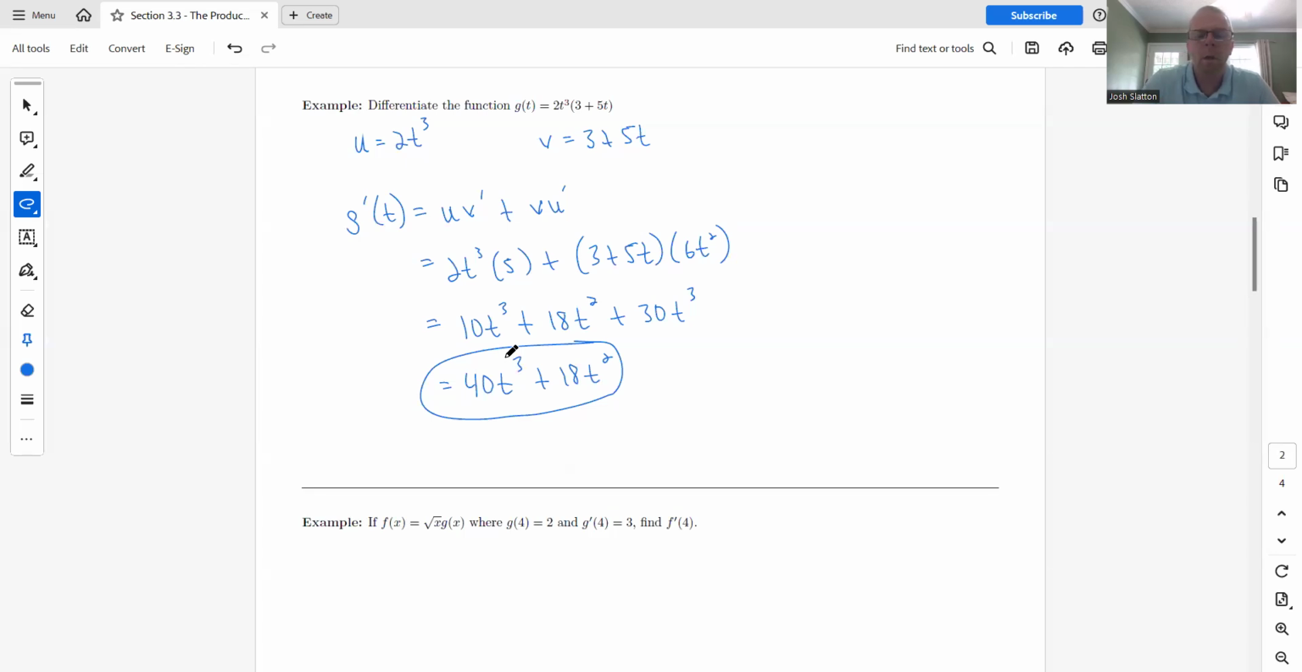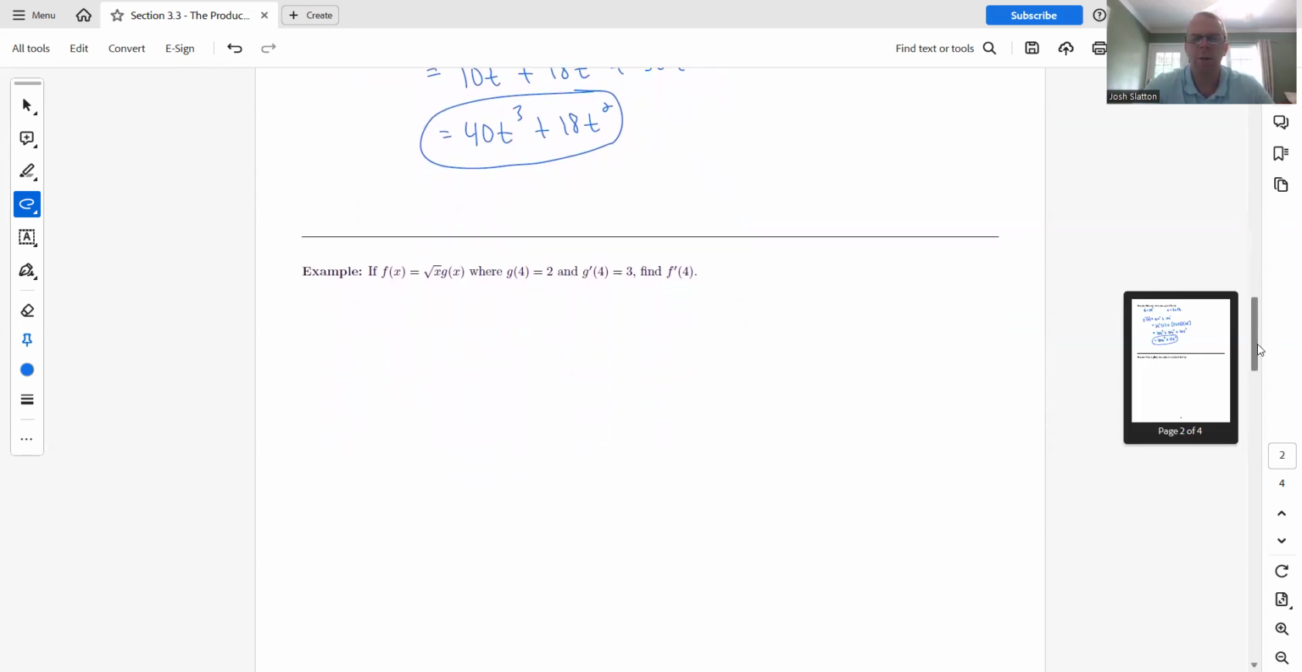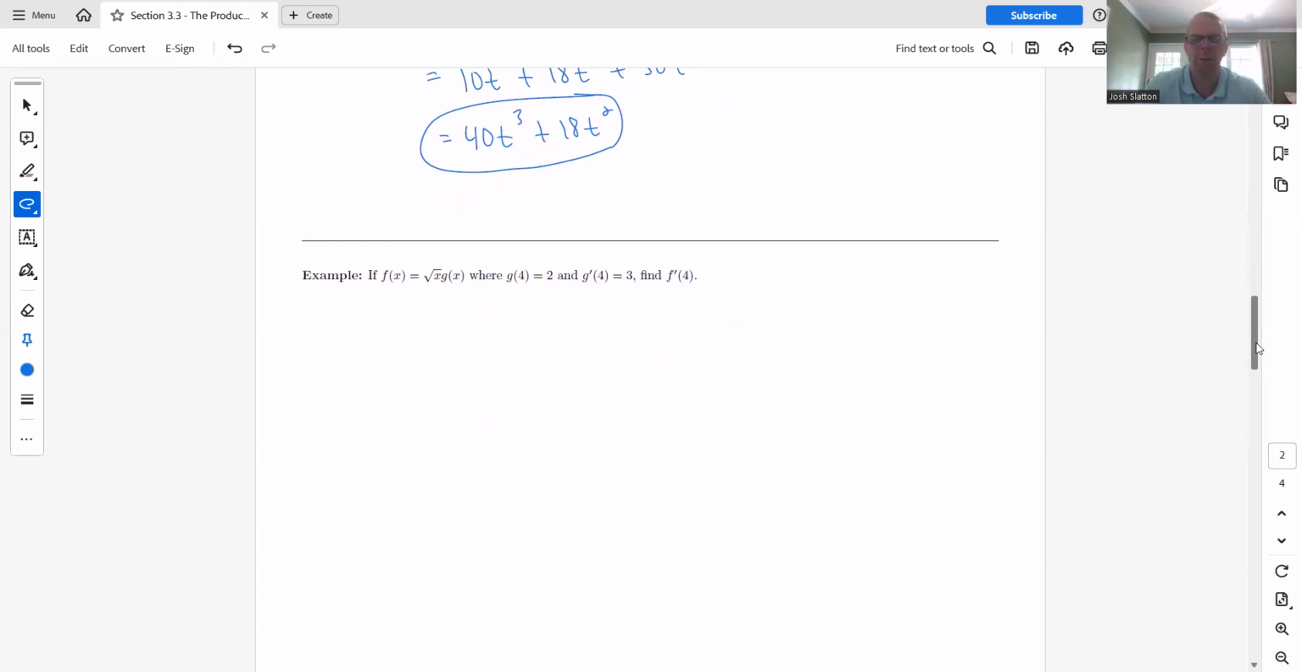All right, let's look at the next one. Now, the next one's a little bit different because we have an abstract g function here. So we don't have an actual g function to work with, but we still do this the same way. And so we're going to let u equal square root x. We're going to let v equal g of x.